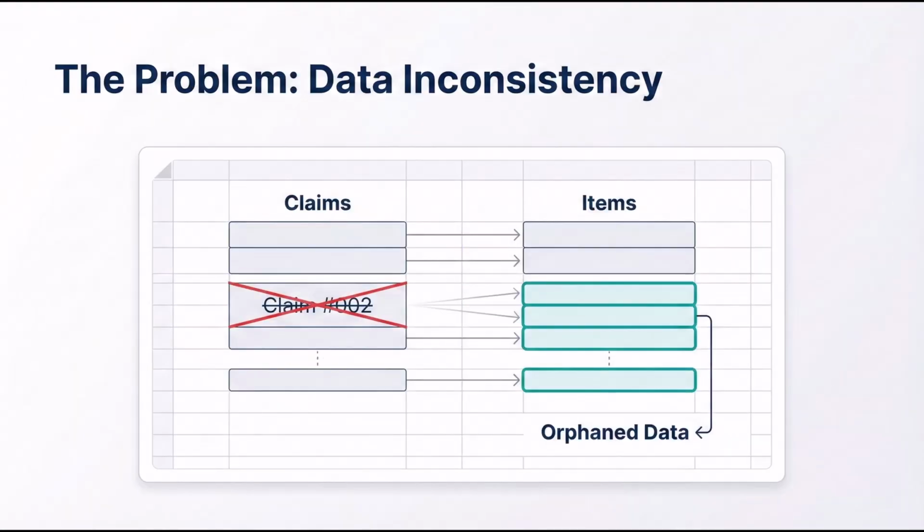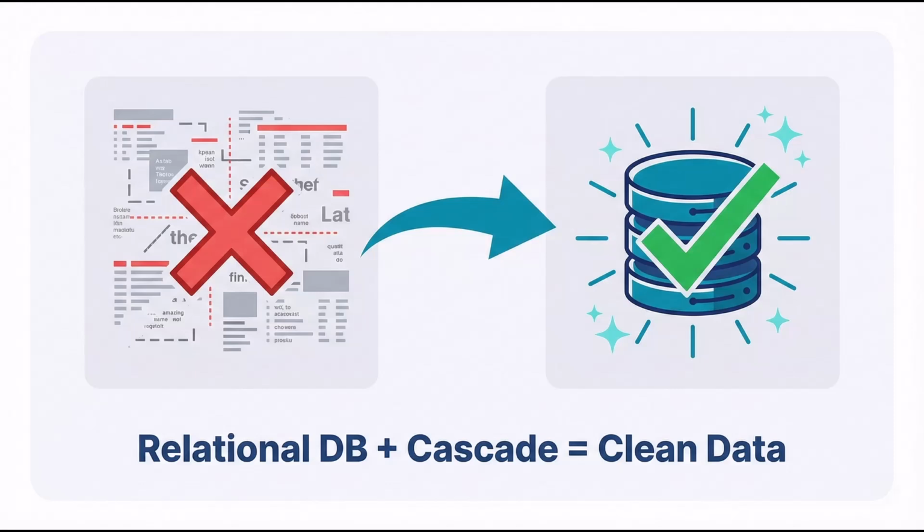Our fictitious client, Bluestone, currently uses an Excel file with two sheets, one for claims, one for items. Since the sheets aren't linked, if they delete a claim, the related items just stay behind as garbage data. With the relational database and Cascade Delete, that problem goes away. Delete the header and the lines disappear automatically. This keeps our data clean and consistent.